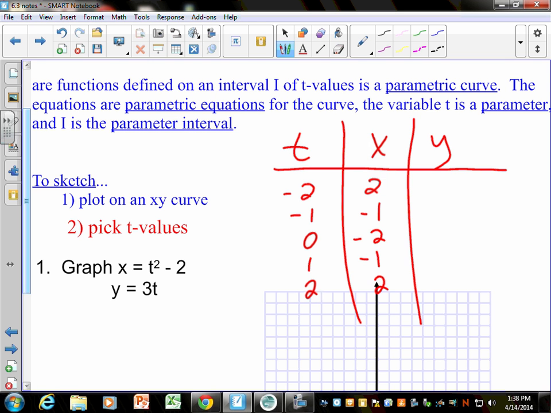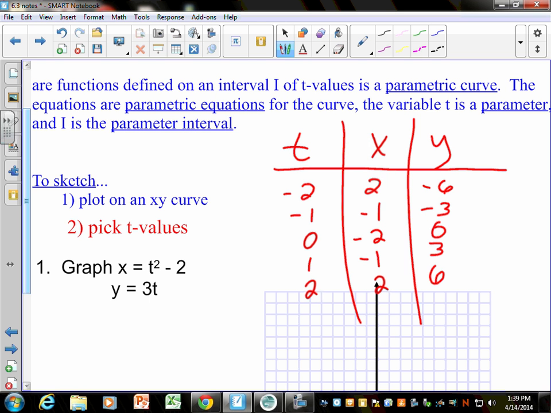With me on that? And the y's are even easier on this one because it's just 3 times t, so I'm just going to multiply all of these by 3, so that's going to be -6, that's going to be -3, that's going to be 0, that's going to be 3, that's going to be 6. TXY chart. You with me on that?